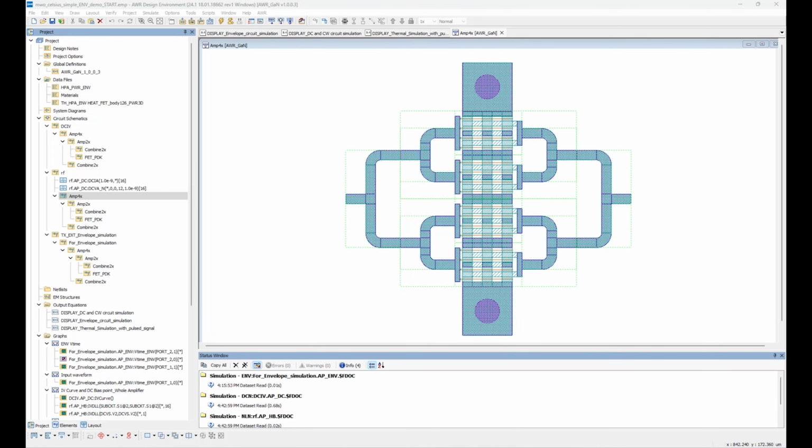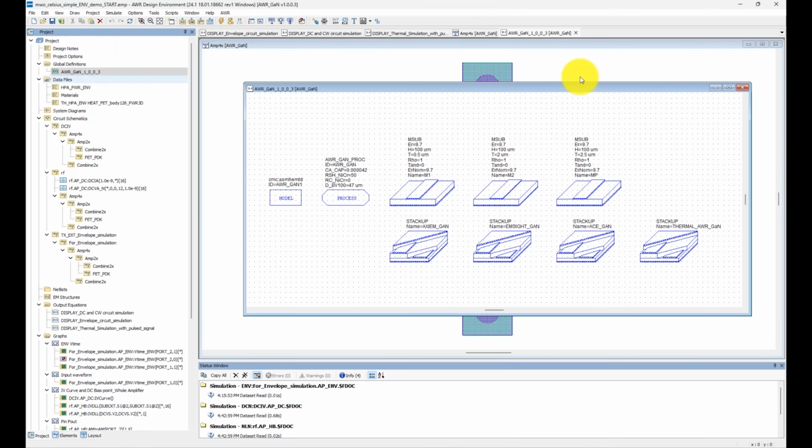To generate this 3D geometry, we need to define the physical materials associated with the shapes created in the circuit layout. This is done in the stack-up, specifically in its layer mapping section.